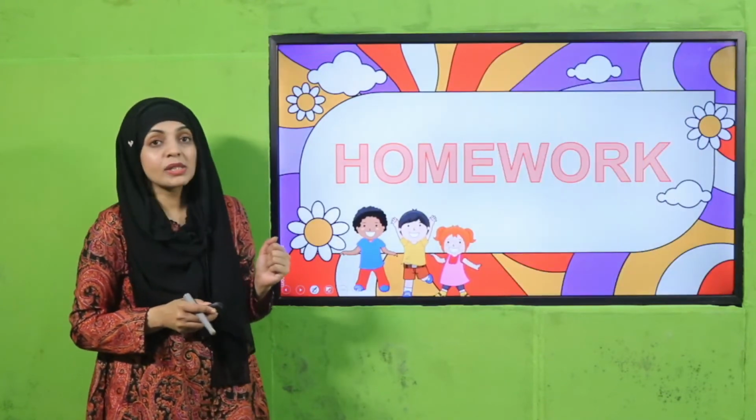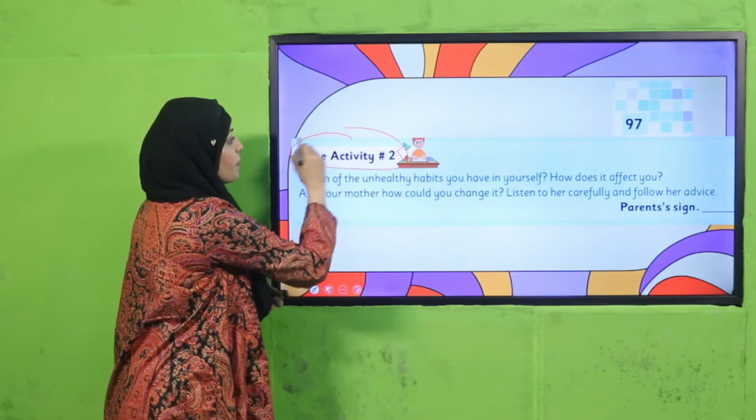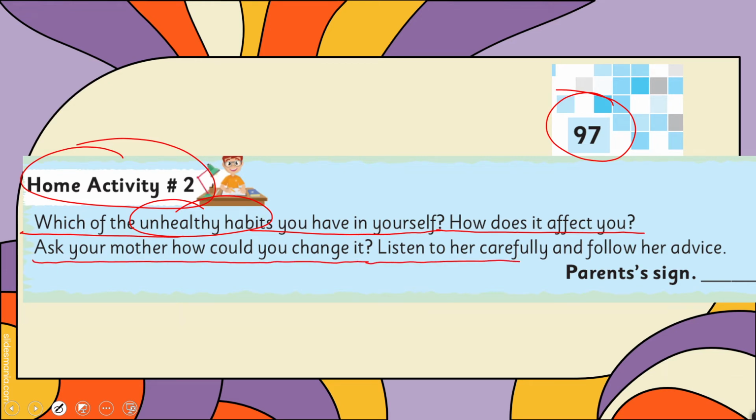So my dear students, now is the time to note down the homework. Quickly note down the homework. Home activity number 1, given on page number 97. Which of the unhealthy habits do you have in yourself? How does it affect you? Ask your mother how could you change it. Listen to her carefully and follow her advice.